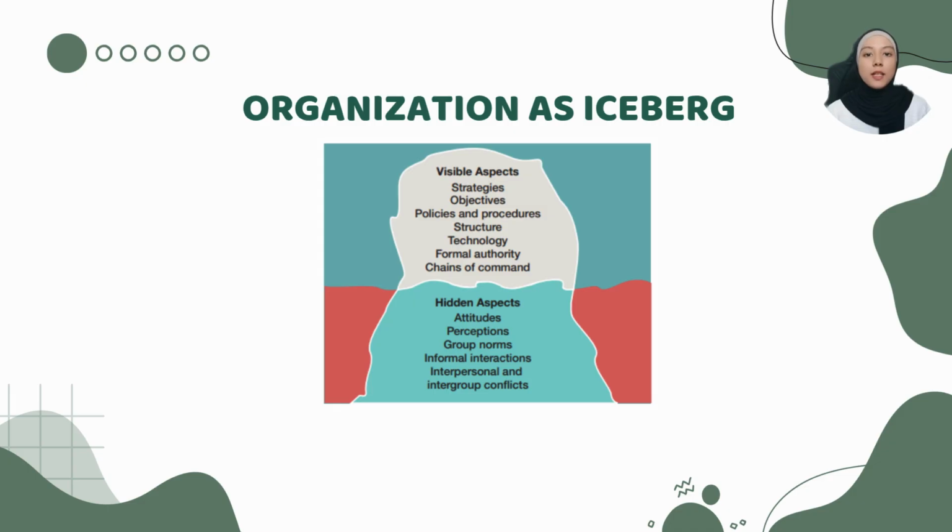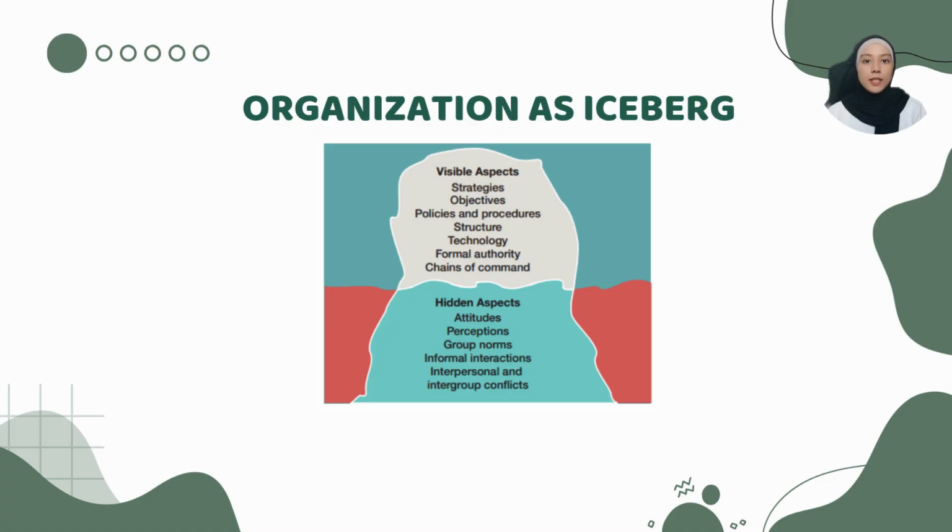These slides explain the organization as an iceberg concept. The iceberg metaphor, just like an iceberg, an organization has parts you can see on top and parts hidden underwater. For visible aspects, on the surface, we see the formal aspects. This includes things like company strategies and objectives, official policy, structures, and technology, chain of command and formal authority.